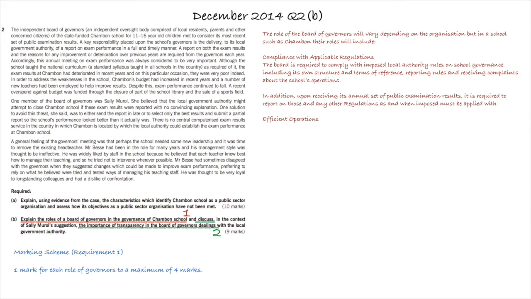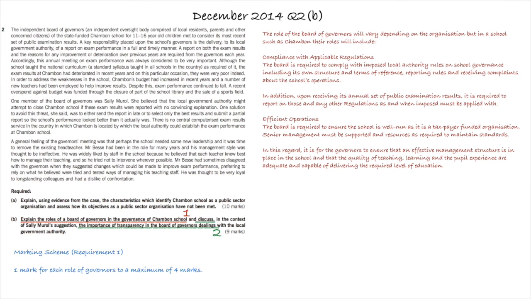Secondly, efficient operations. Now, this will go for any board of governors, particularly though for a school board such as Chambon. We're talking about making sure the school is well run. It's a taxpayer funded organisation, so senior management must be supported and resourced as required to maintain standards. What will that mean? Well, we will make sure that the governors have an effective management structure in place, and the quality of teaching and learning and the pupil experience are adequate and capable of delivering the required level of education.